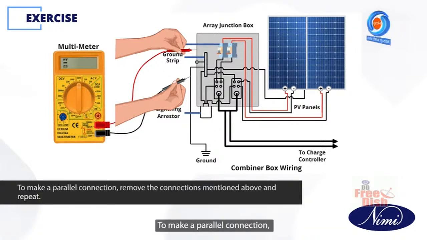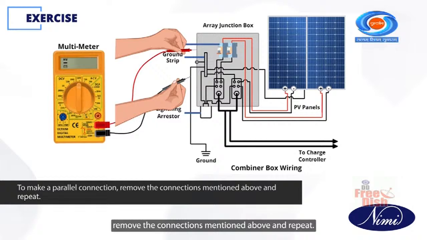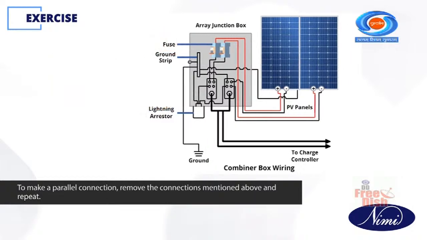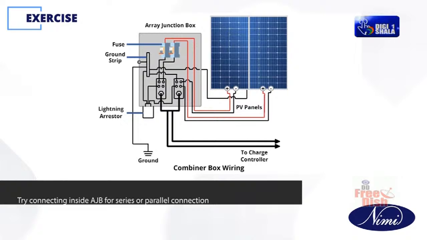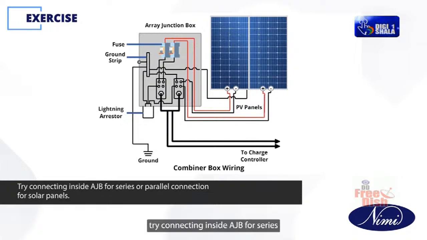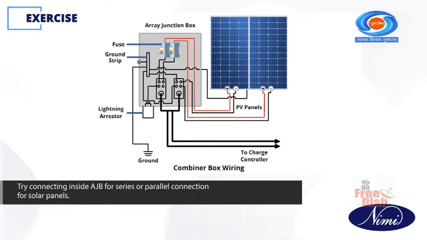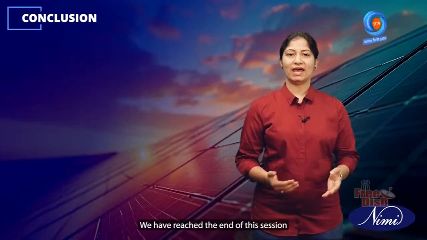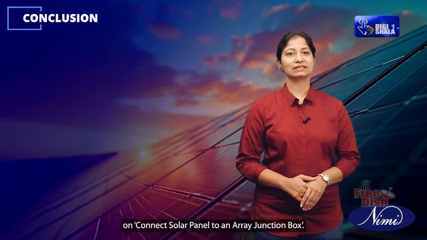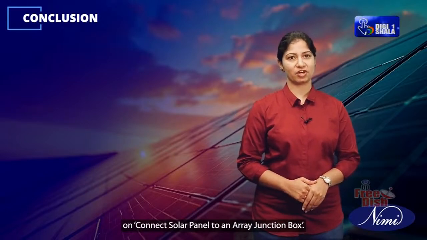To make a parallel connection, remove the connections mentioned above and repeat. Try connecting inside AJB for series or parallel connection for solar panels. We have reached the end of this session on Connect Solar Panel to an Array Junction Box.